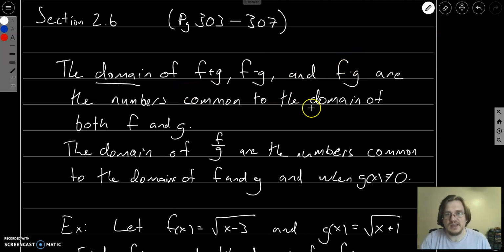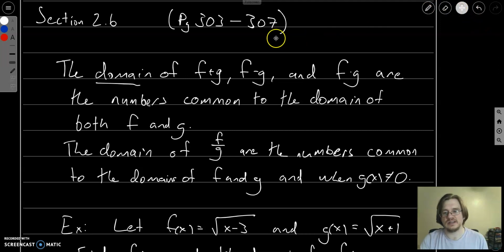And the domain of the function is exactly what you would expect. It's just going to be those numbers that you can plug into both f and into g. So it's the domain of f where the domain of f and g both overlap.